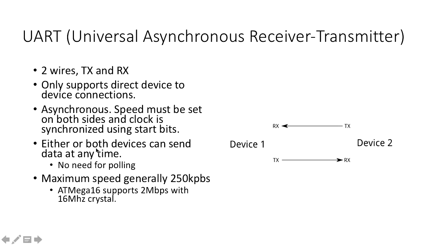Maximum speed is generally 250 kilobits per second. ATmega16 supports 2 Mbps with a 16 megahertz crystal. So UART is another type of communication, and it has only 2 wires, simple, but it is asynchronous. And with the start bit, when the TX is sending some data from here to here, the clock will be synchronized.